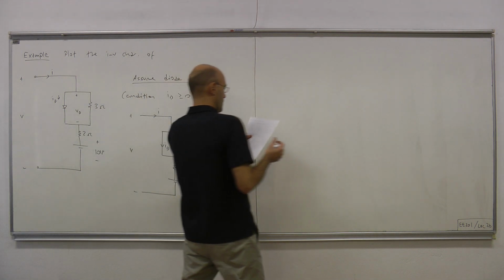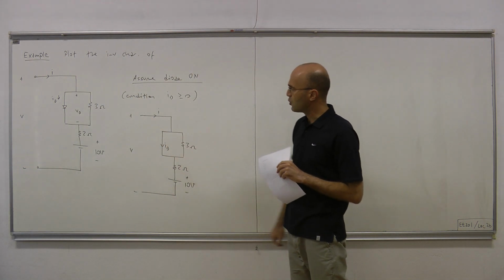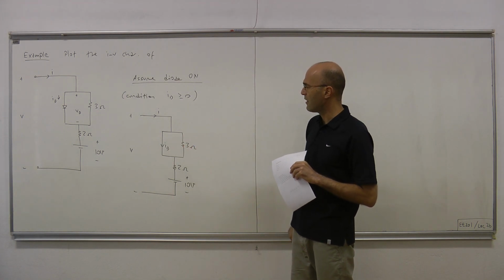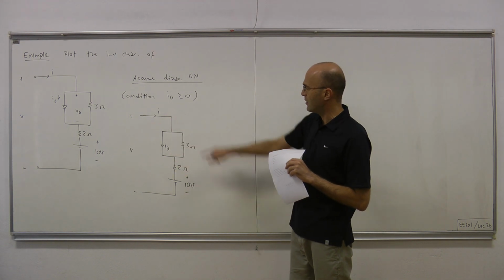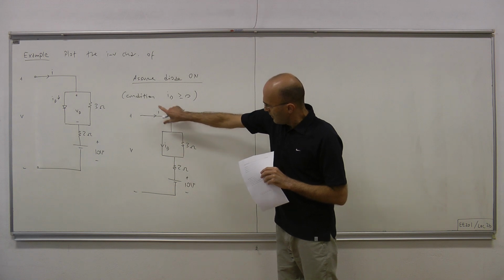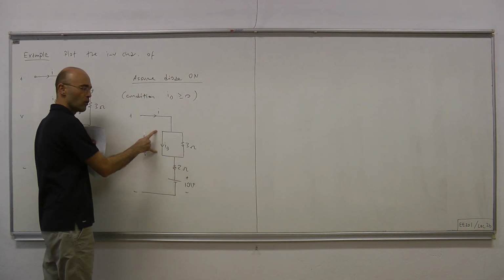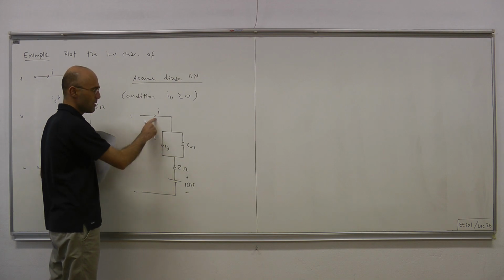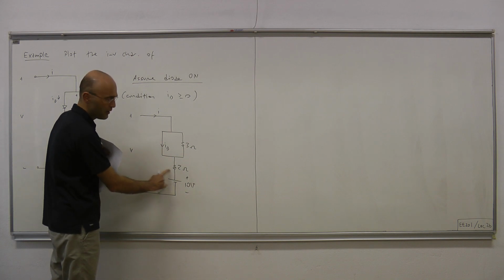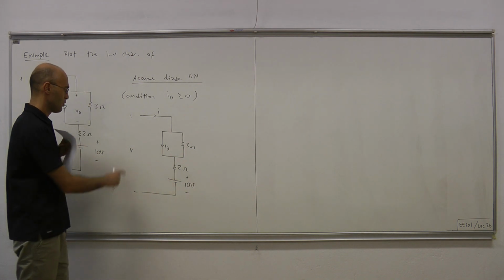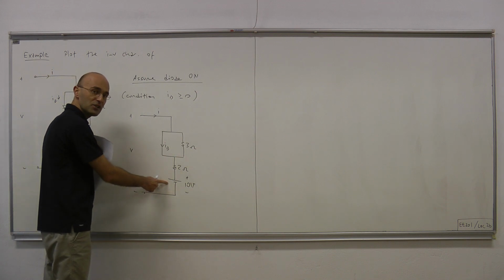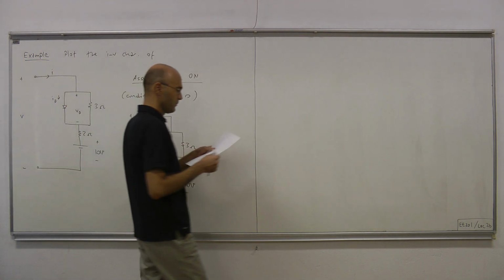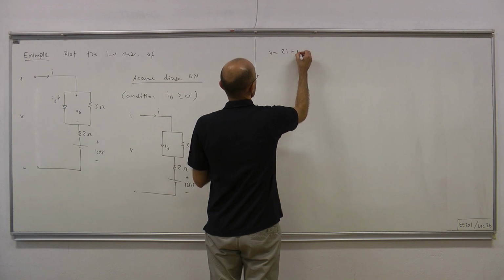So when the diode behaves like a short circuit, clearly this 3 ohm resistor has no effect. Therefore, this part is just a wire, a short circuit. So this voltage V equals the voltage drop across the diode, which is 0, plus the voltage drop across the 2 ohm resistor, which is 2 times I, and then the voltage drop across the battery, which is 10 volts. Therefore, V equals 2I plus 10 is the IV relation when the diode is on.